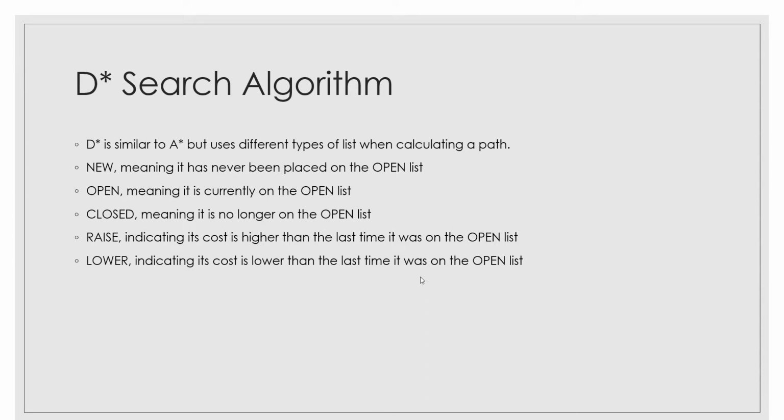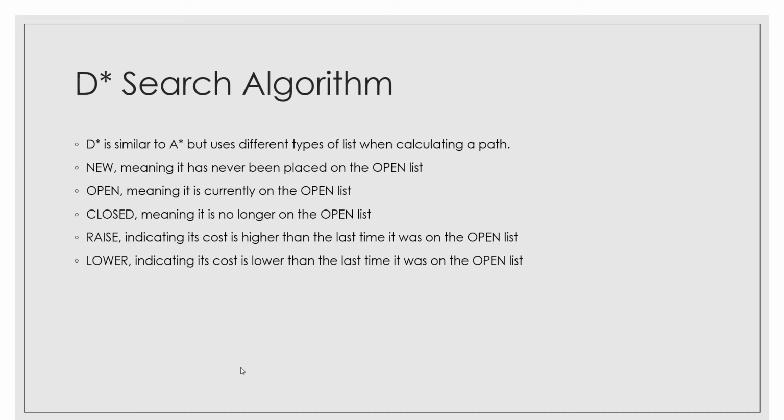Alright, D-star is similar to A-star, but it uses different lists for calculating. It has new, open, close, raise, and lower. The raise list indicates that a cost has changed from the last time it saw it, so this is where it's taking into account previously seen nodes and calculated f of n values. And lower holds costs where they went down. So say maybe there's less traffic at a certain node or point or edge, then that would be added to the lower list. And if traffic rose and there's a heavier weight on that edge, then it'd be added to the raise list.